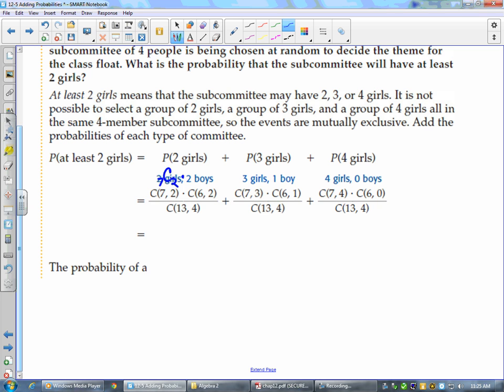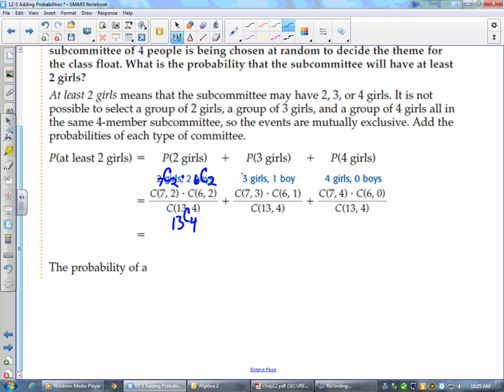When that happens, I need to find out how many combinations of 2 boys are also possible. So 6 choose 2 boys. Multiply those together. And then that's how many 2-girl groups are possible. We will divide that, or put that over how many groups are possible, period. If there are 13 people and I'm choosing 4 people at random.